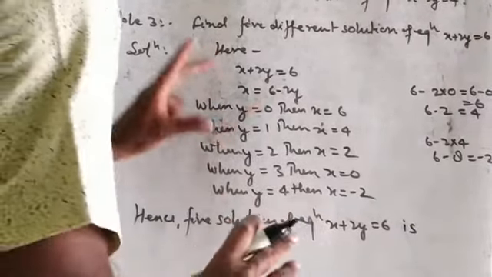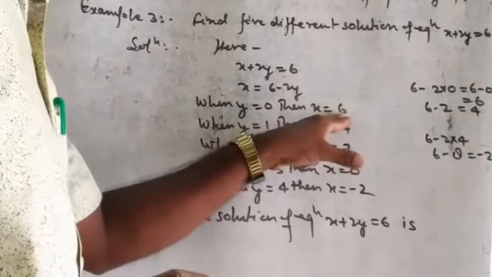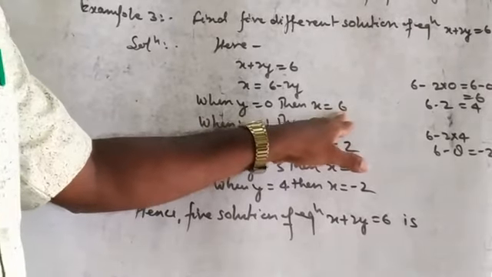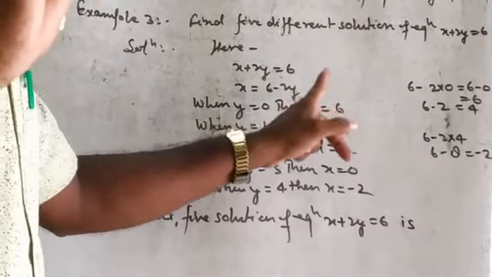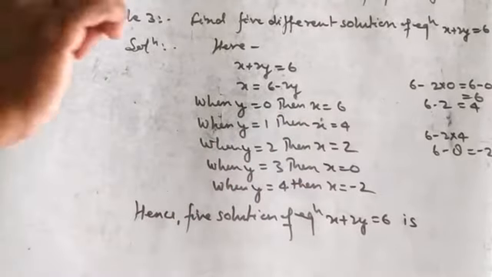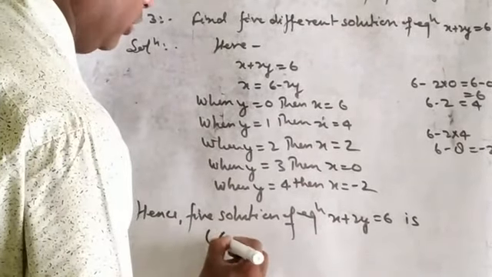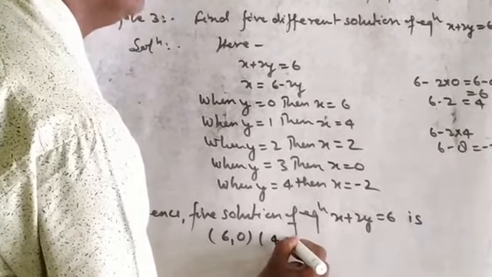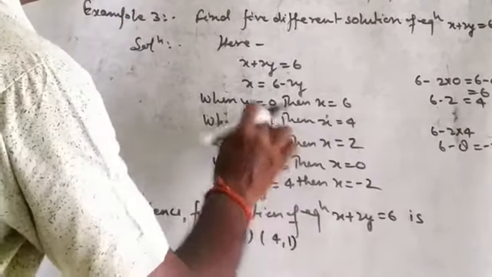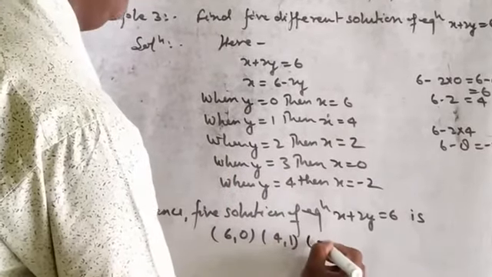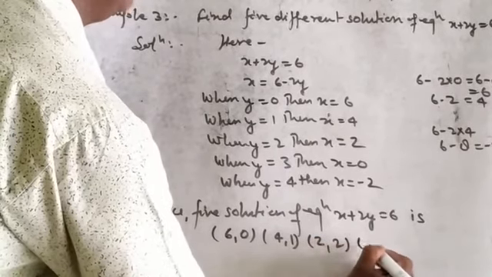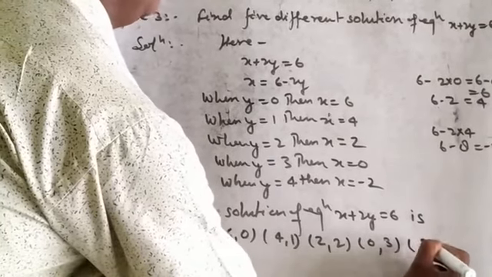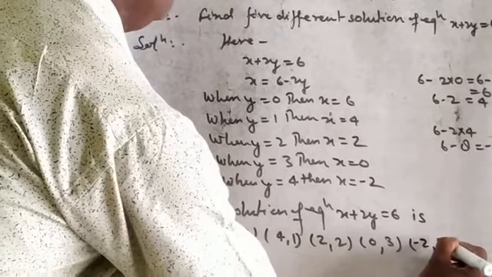in bracket, when we write the value, then which value can we write first? Abscissa value, comma, ordinate value. The value of x will be written first, comma, then the value of y. So what will the first solution be? 6 comma 0. The second solution? 4 comma 1. The third solution? 2 comma 2. The fourth solution is 0 comma 3, and the fifth solution is minus 2 comma 4.